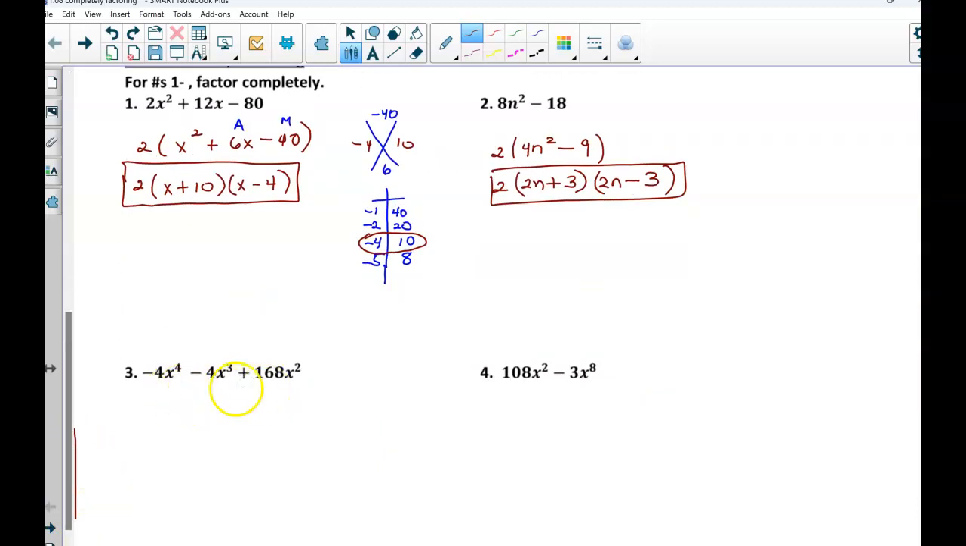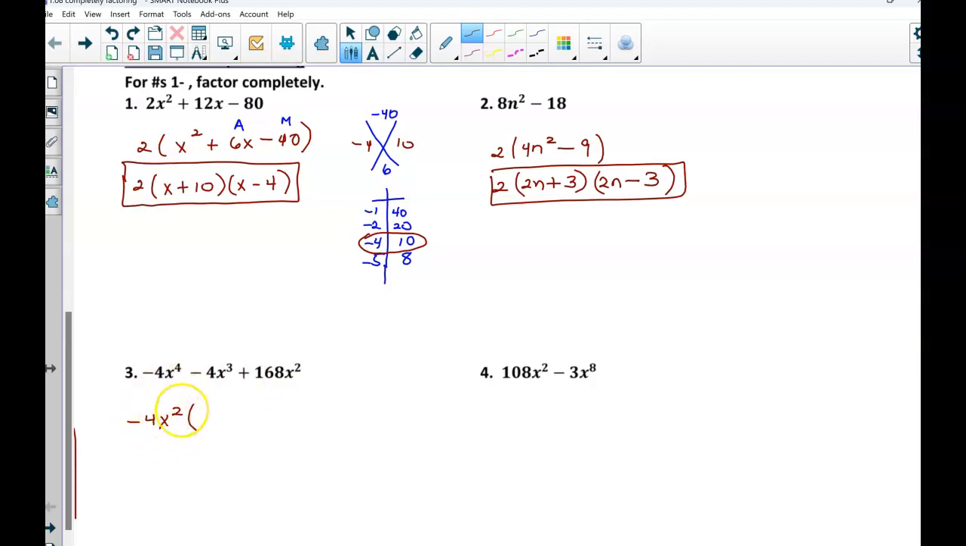Now let's look at the next one, number 3. I noticed that 4 is in common to all those terms, okay? But I also don't like having the leading term, the one with the highest exponent, being negative, so I'm going to also factor out the negative, not just the 4. And actually it's not just negative 4, I almost lost my variable. I have two x's in common to all of these, so I can also factor out x squared.